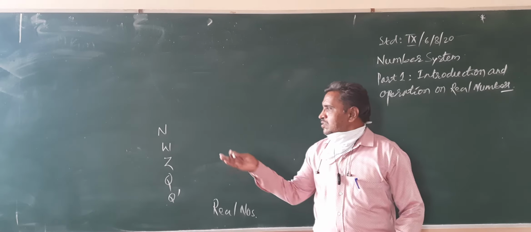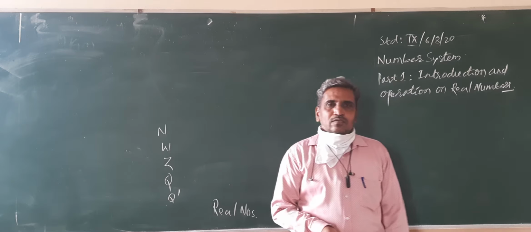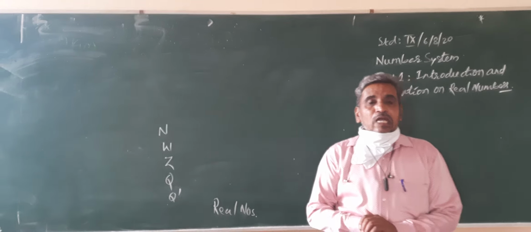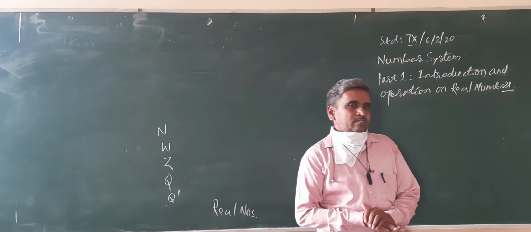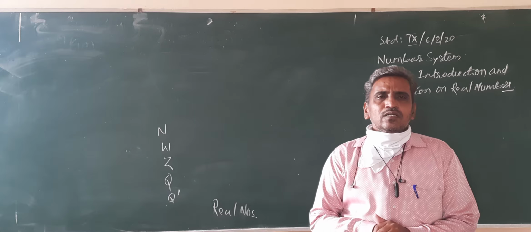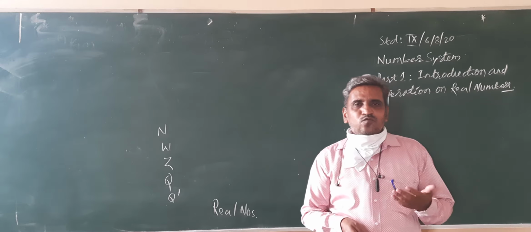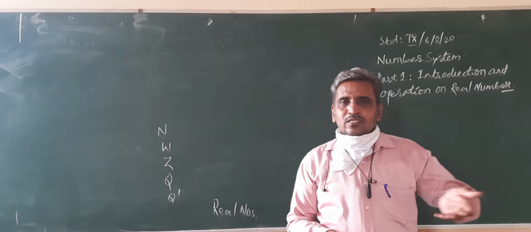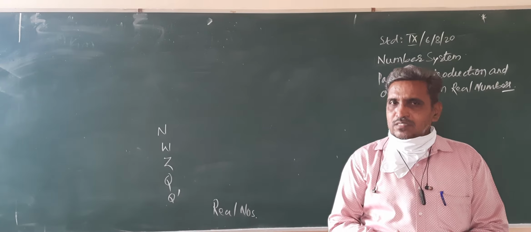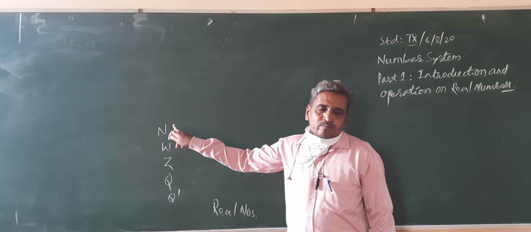So I want to remind you, the set of natural numbers is the set of counting numbers. How do we count that? That is 1, 2, 3, 4, 5, 6, 7. These are said to be counting numbers, so they are called natural numbers. That set is denoted by capital N.